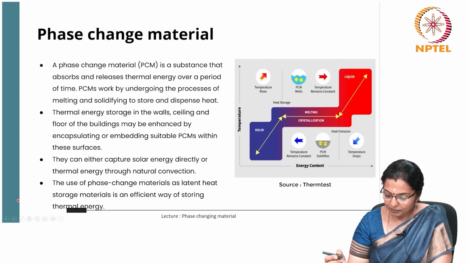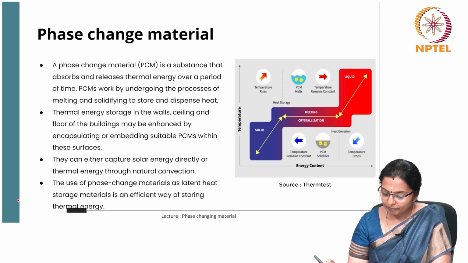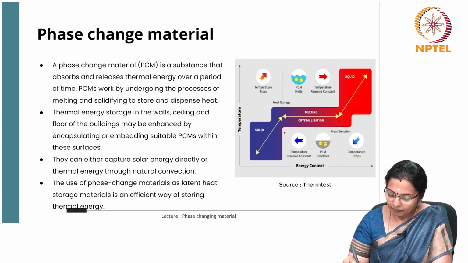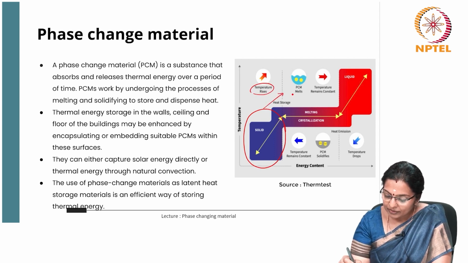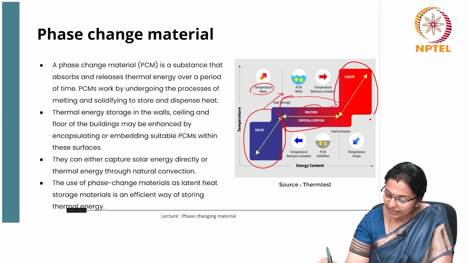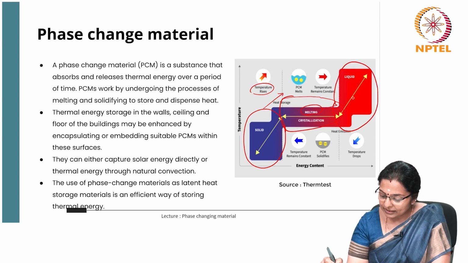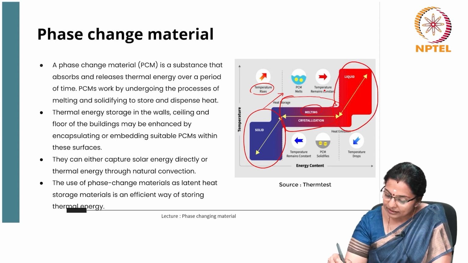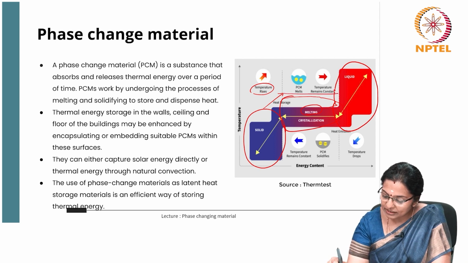from this picture, you can see that PCM is a material which is in a solid state. As the temperature rises, it stores the heat. In this process of storing the heat, it melts and turns into liquid. During this time, the temperature remains constant.